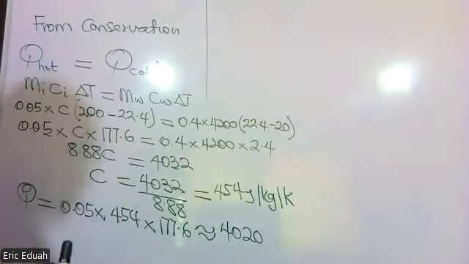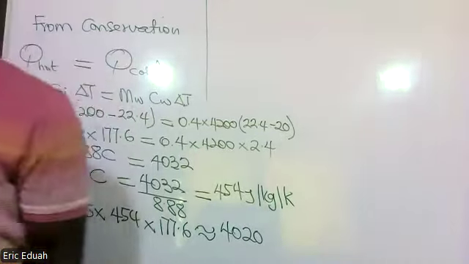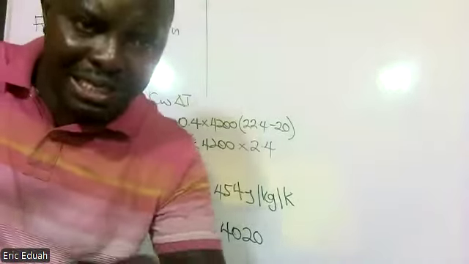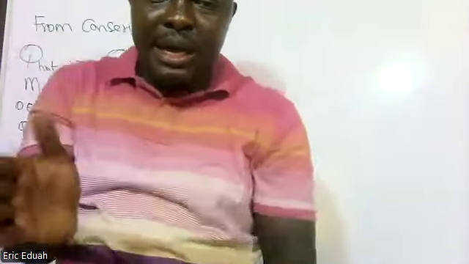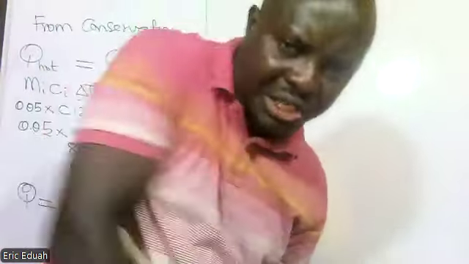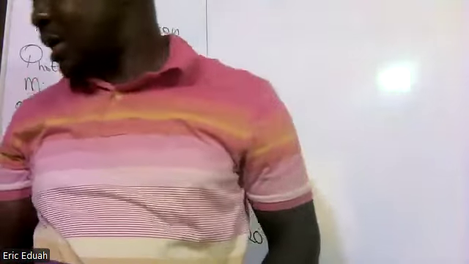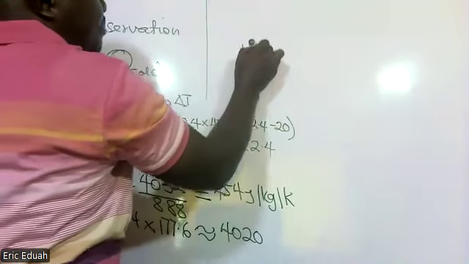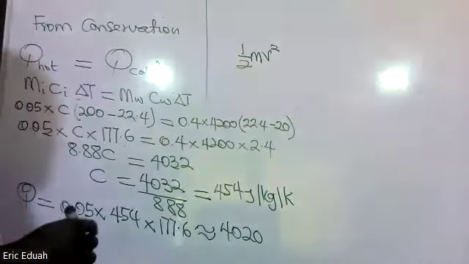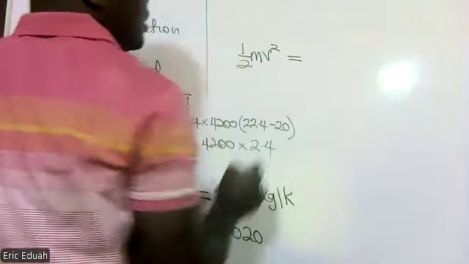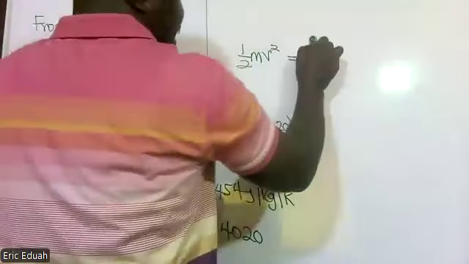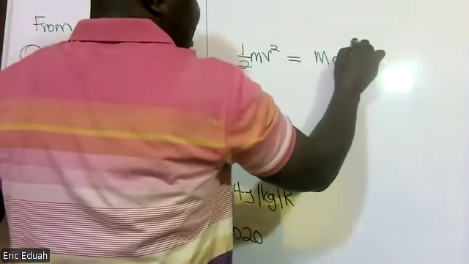In the same situation, the kinetic energy of the bullet upon impact, when the bullet hits the pine wall, is converted to heat energy. Is that okay? So half m v squared must be equal to the internal energy after impact, so m c delta T.